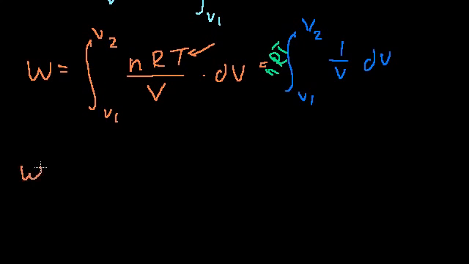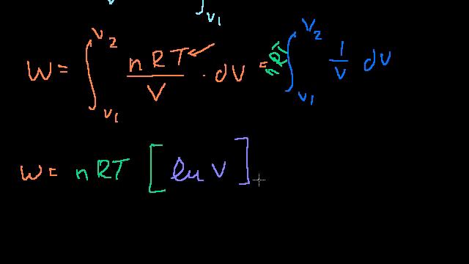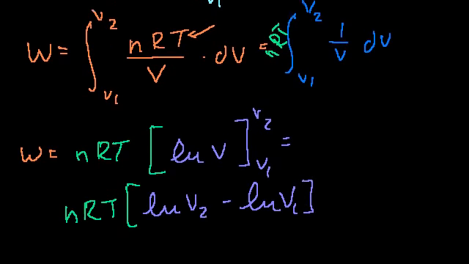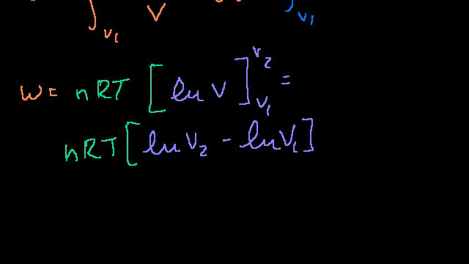So our work is equal to nRT times the natural log, this is the antiderivative, of V, evaluated at V2 minus it evaluated at V1. So that is equal to nRT times evaluated at V2, so natural log of V2 minus the natural log of V1. Now we know from logarithm properties that is the same thing as nRT times the natural log of V2 over V1.